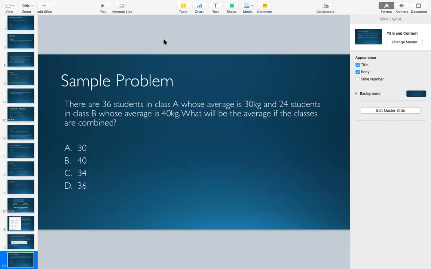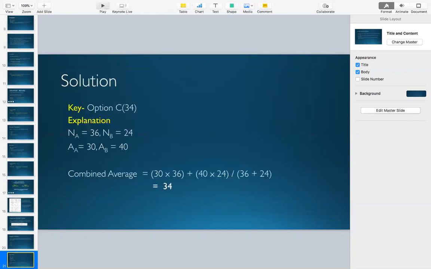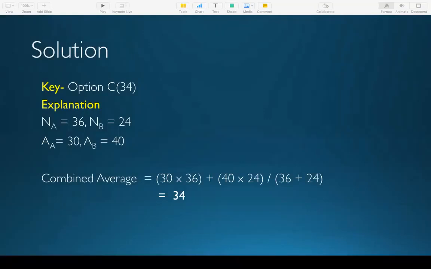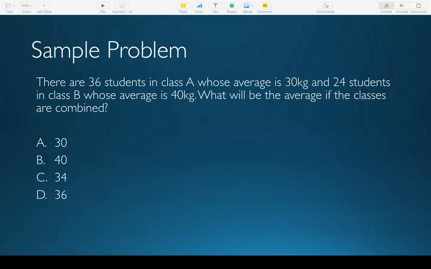Okay, sorry. I made a mistake. The answer will be 34. Sorry. Yes, it is 34. Okay. The answer is option C. Sorry, guys. I was thinking in my mind that there were 24 students in class A and 36 students in class B. Okay. And so in that case, the answer would have been 36. Clear?